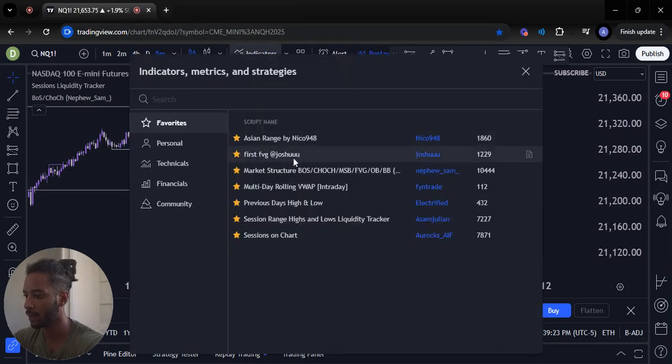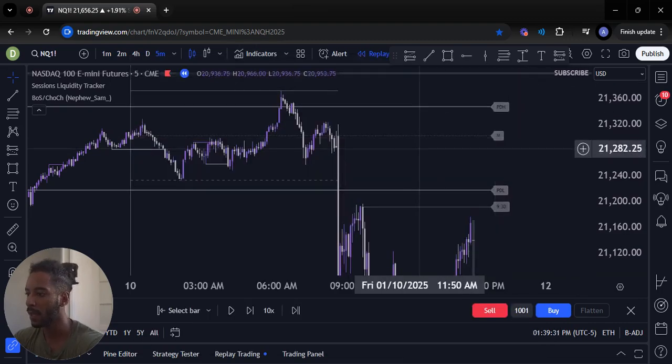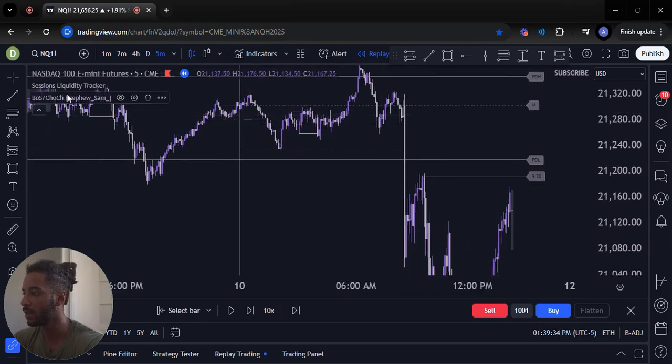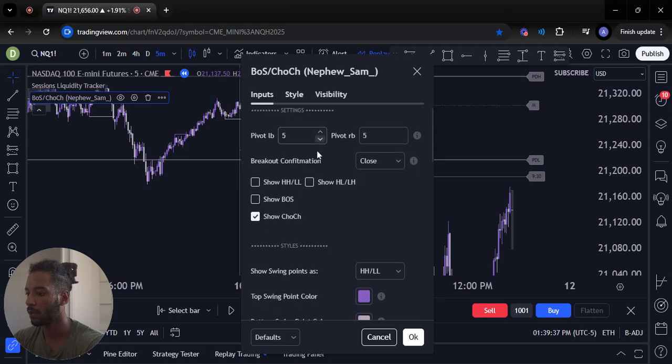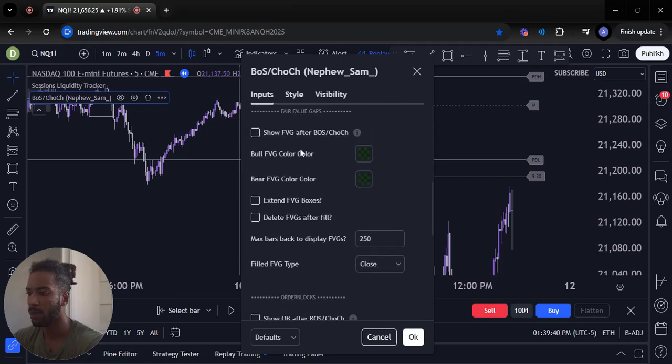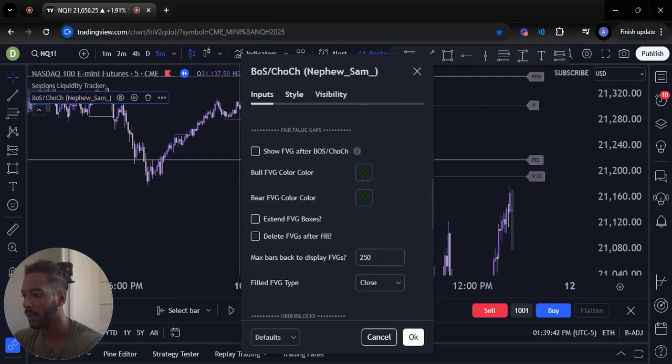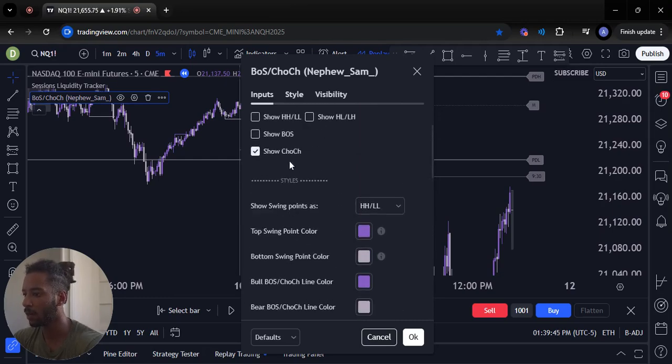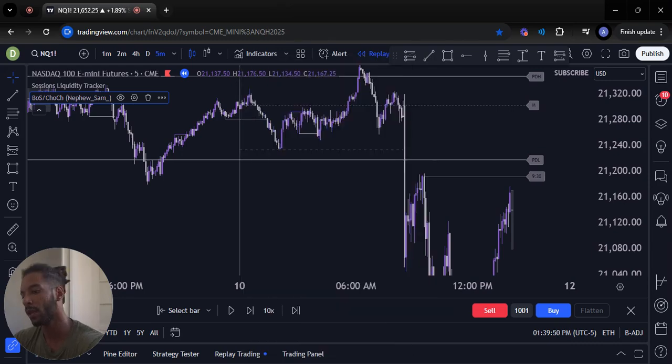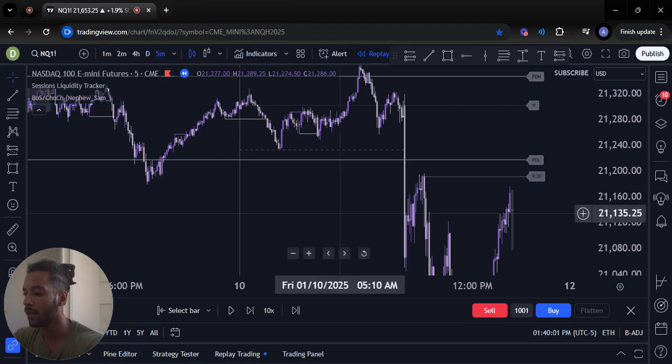Let me just open it up here so you guys can see what it looks like. Market Structure, Break of Structure, Change of Character, Market Structure Break, FVG, OB, Breaker Block, Nephew Sam. This indicator has a lot of customizations as well, but you can paint FVGs, things like that. The only thing I really use it for is just to mark out change of characters, right? Because with the Judas swing, you're looking for a sweep of some high or low, and then a close under that.